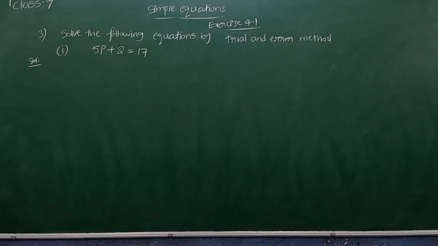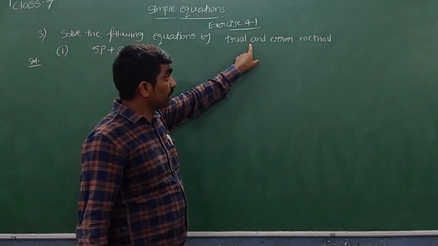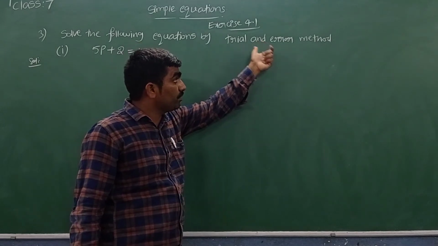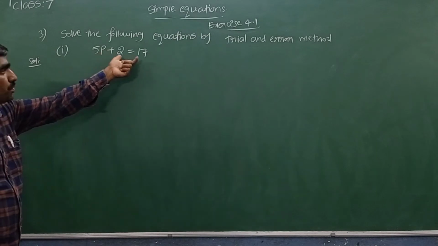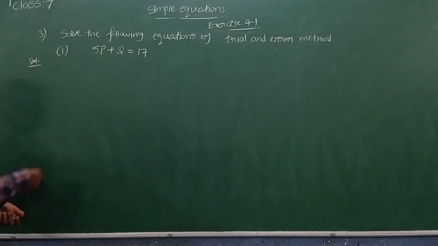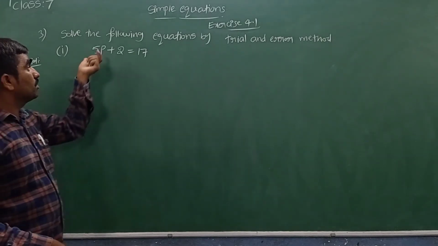Yes, now we'll see the next one, third bit. They are asking to solve the following equations by trial and error method. How can we find the solution by trial and error method? Let us see. The given equation is 5p plus 2 is equal to 17. They are asking to find the solution. We need to solve this using the trial and error method so that we get the value of p.